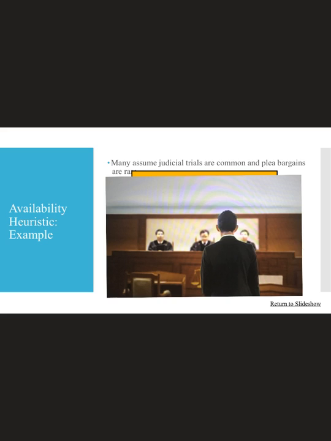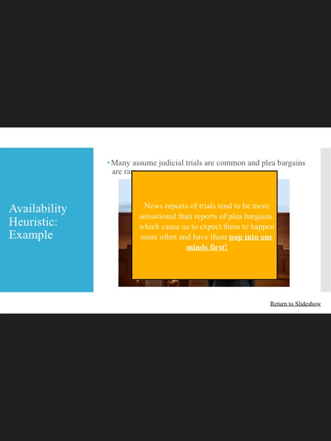But we so often see in TV and news media, when things are really bad, like a murder or some sort of extreme case that goes to trial, we have this perception that most court cases go to trial, when in reality that's very uncommon, right? News reports of trials tend to be more sensational than reports of plea bargains, which causes us to expect them to happen more often and have them pop into our minds first, right? The reverse is actually true here.